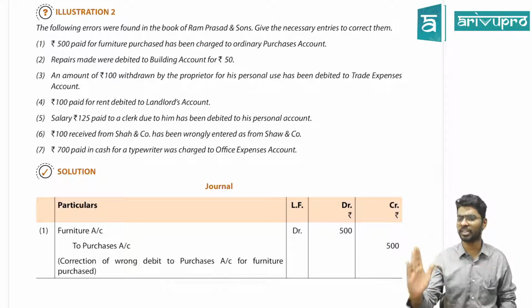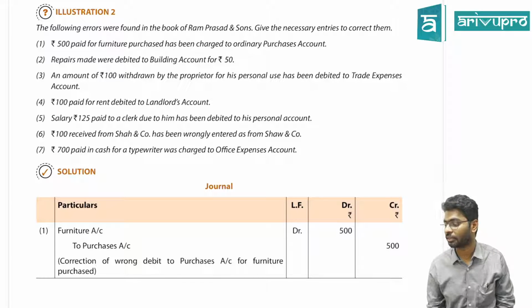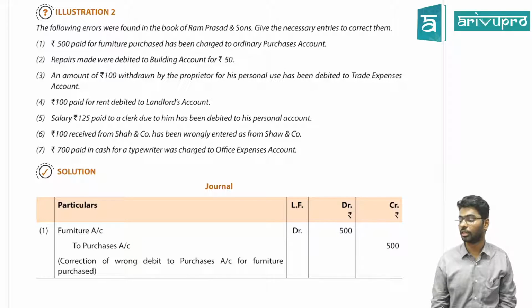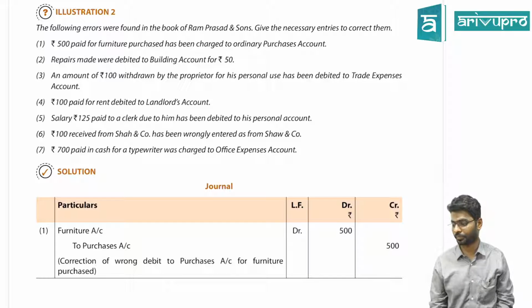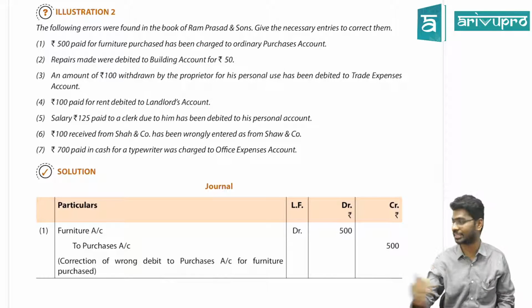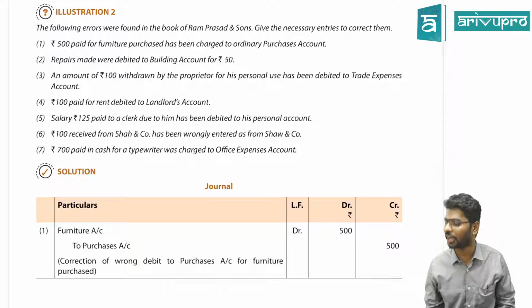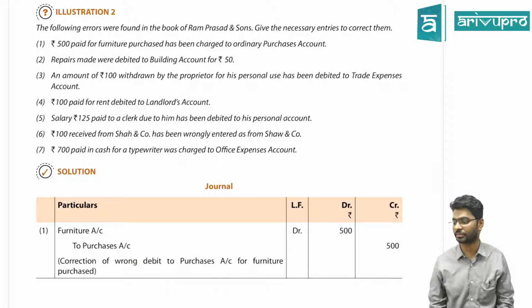Okay, let me do the first thing. Can I know the correct entry? What should have been for the furniture purchase? Write down. Correct entry is furniture to cash. Wrong entry. They have said instead of furniture, you are charging it to the purchases account. Charged to means debited to. Remember this. So I am debiting the purchases account instead of furniture. So your wrong entry is purchases to cash.